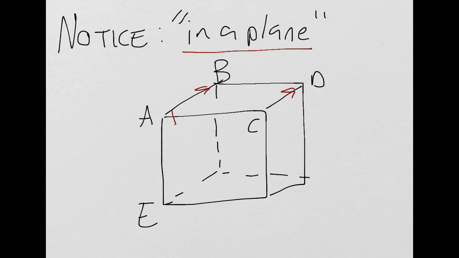Then AB, notice, is perpendicular to AE, and AB is parallel to CD, but because they're not in the same plane, AE is actually not perpendicular to CD. AE is skew to CD, so this is why they need to lie in the same plane.